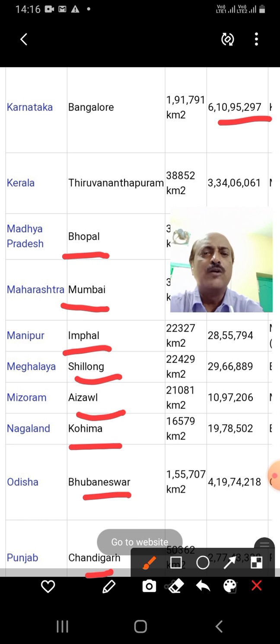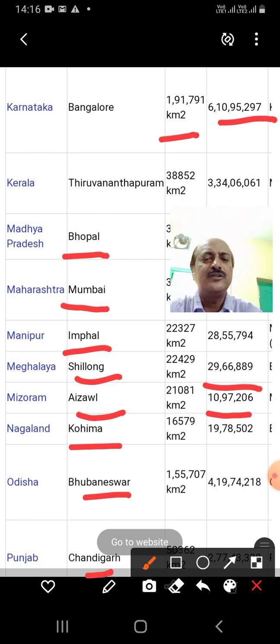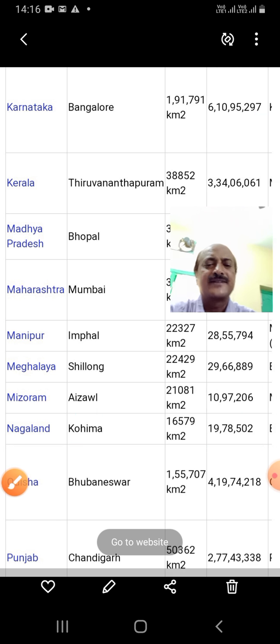Here you can see two more figures. These are the area, in how much area that state is, and this is the population of that state. 6,10,95,297 is the population of Karnataka. Same way other states also. Some are very small states. Some are very big states, so more in crores, and some in lakhs.